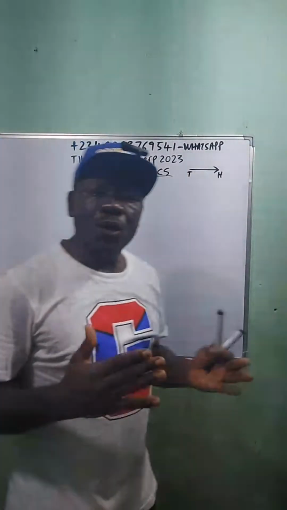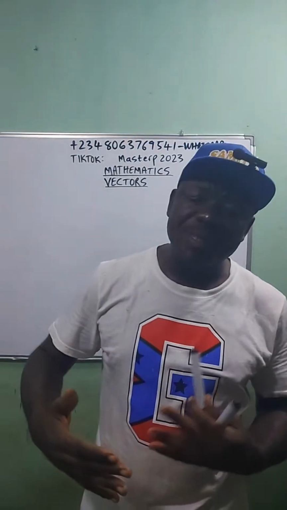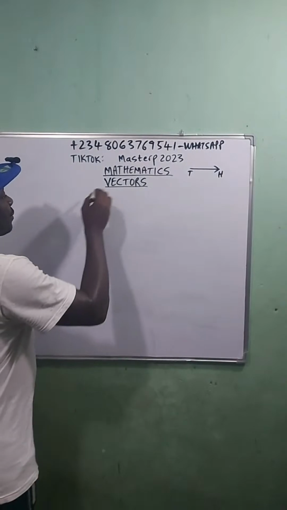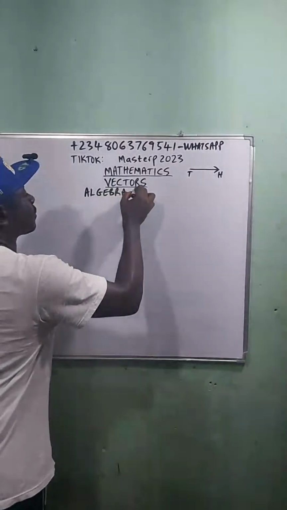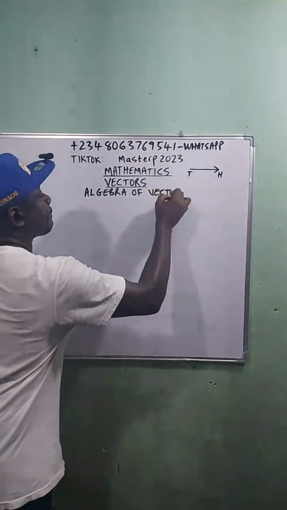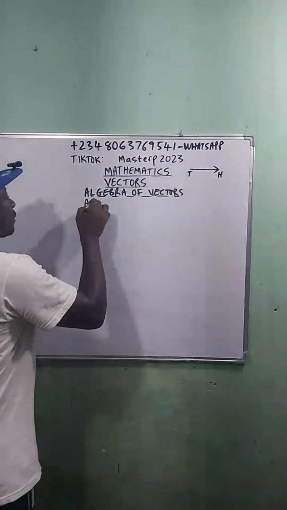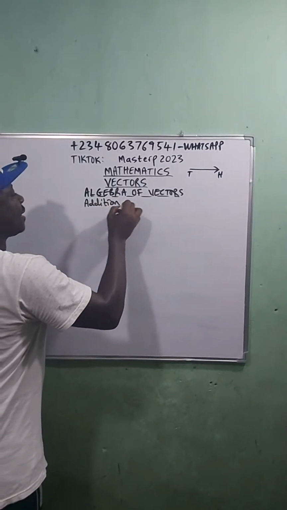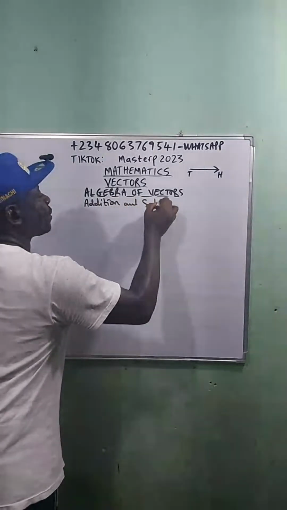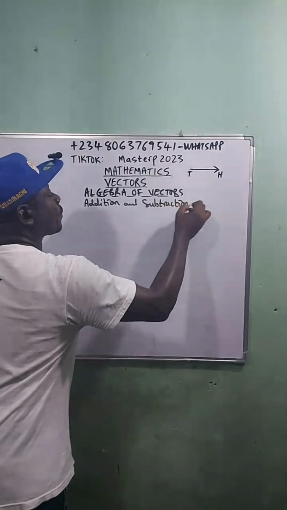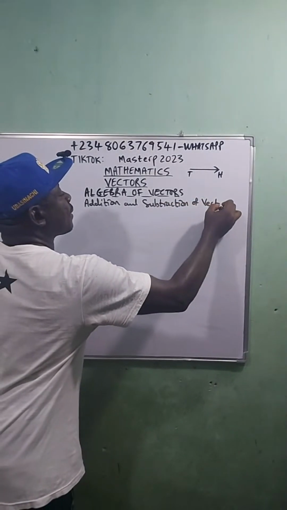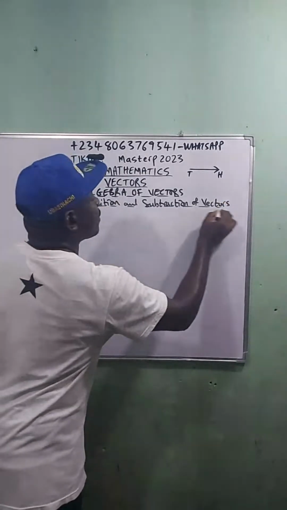Then we have what we call algebra of vectors. Algebra has to do with addition, subtraction, multiplication, division. So let's look at algebra of vectors. Here we'll be looking at addition and subtraction of vectors.